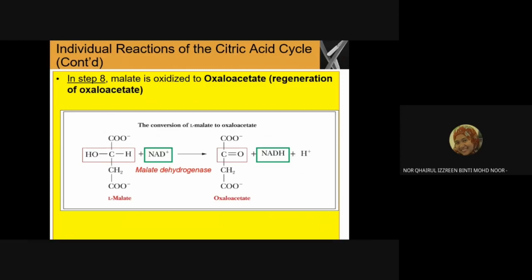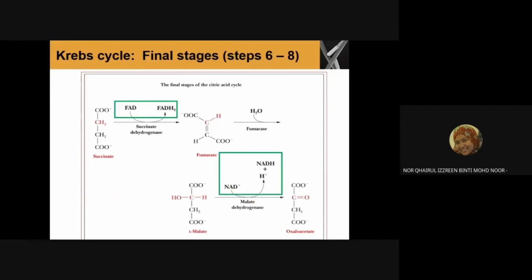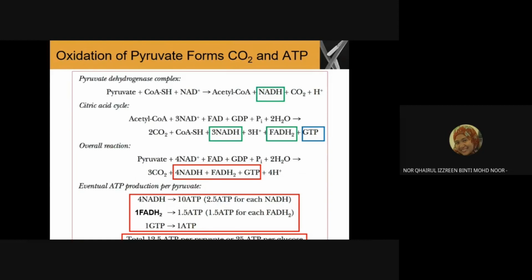So here the net reaction would be L-malate and NAD plus being reduced to NADH and H plus, as well as producing oxaloacetate. So in this reaction, the final stages of the citric acid cycle or TCA cycle, we produce one molecule of NADH during malate to oxaloacetate, and FADH2 during succinate to fumarate, and the oxidation of pyruvate.